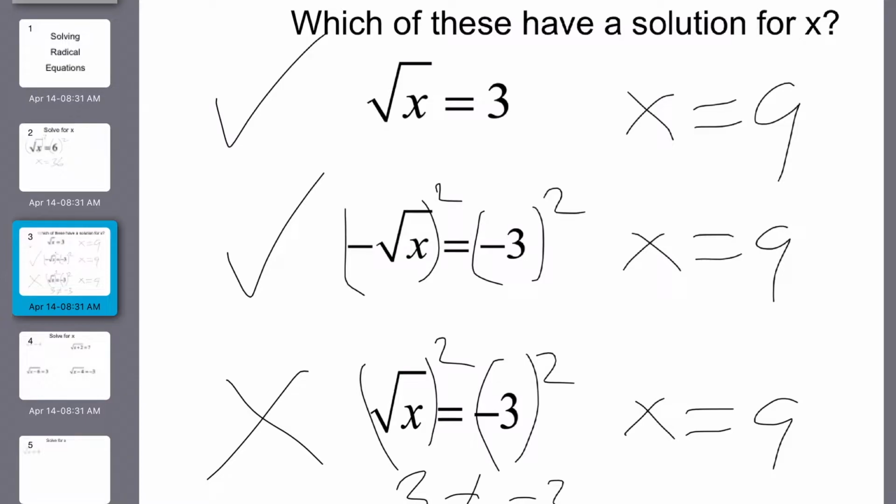And you can also tell this just by looking at it because you know that the principal square root of something can't equal a negative number. So the original problem was square root of x equals negative 3, so you have a principal square root equaling a negative number, and you know that that can't happen.